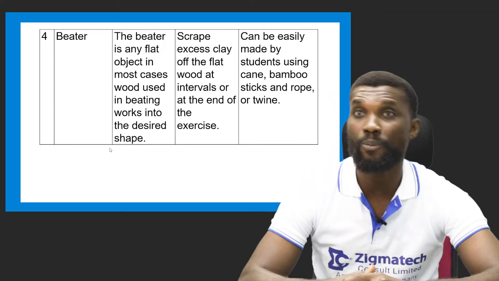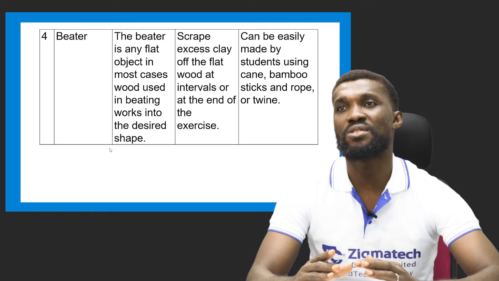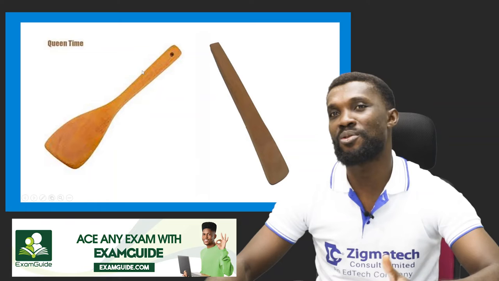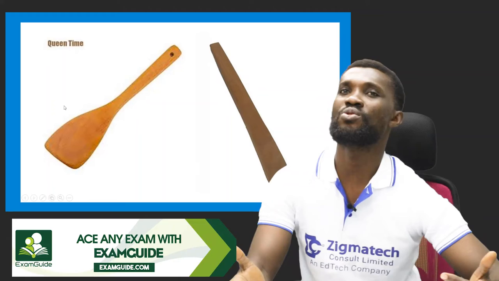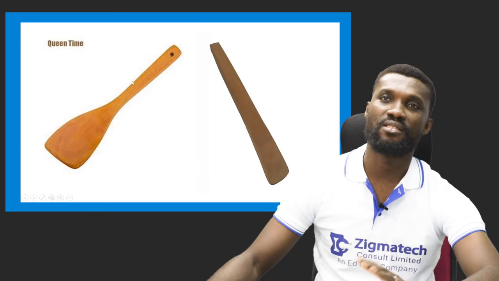Now it is also used to scrape excess clay off the flat wood at an interval or at the end of the exercise. So it can be easily made by anybody, you know, with your cane, with your bamboo stick, with any palm frond, anything you can actually use to serve as a beater. So let's take a look at how the beater looks. You see, I told you it looks like your gari toner. It can be anything that can actually help you to scrape out excess clay or to beat in the clay work. That is for the sculptors, you know. Currently, people that make cake actually use the beater too to fasten the icing on the cake properly.